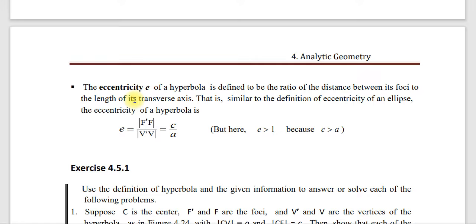So then the eccentricity of a hyperbola is defined to be the ratio of the distance between its foci to the length of its transverse axis.